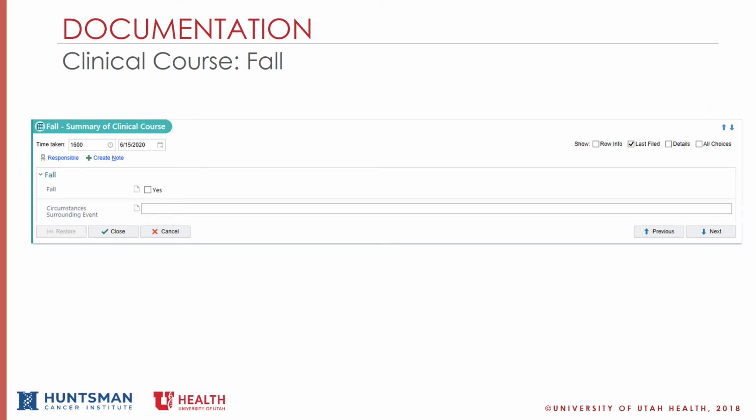Next is a fall. If your patient falls while you are caring for them, this is where it should be charted. And remember to also fill out an RL6.